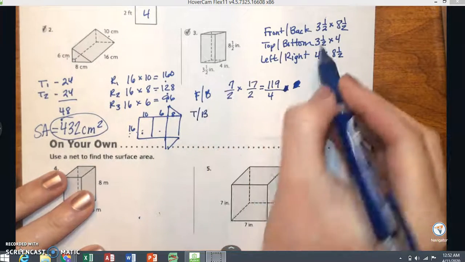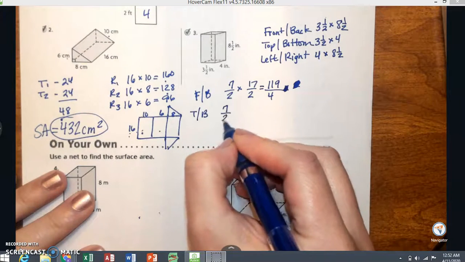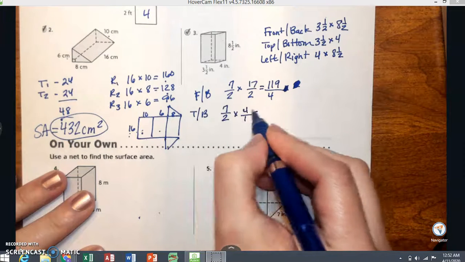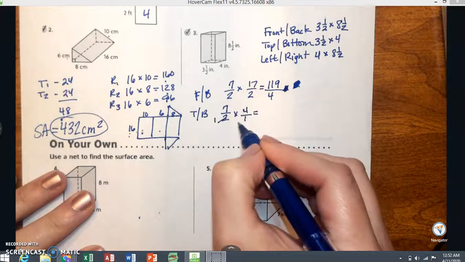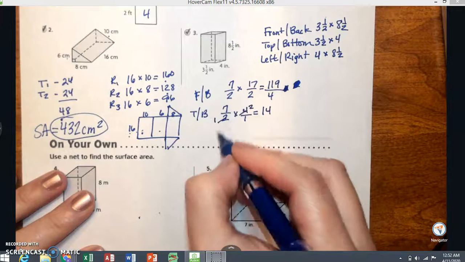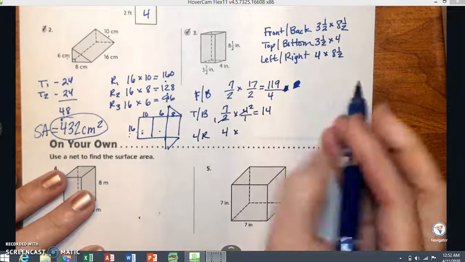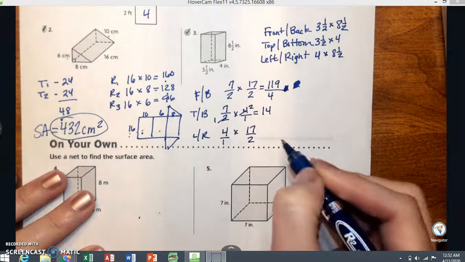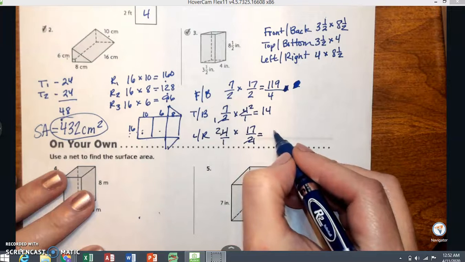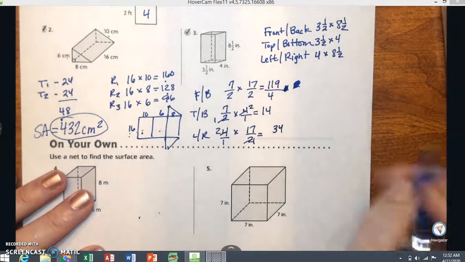So since it was the bottom, we had 3.5 times 4, and we were making that improper, so that would be 7 over 2 times 4. So we'll put a 1 under the 4. We can cross cancel here. 2 will go into 2 one time, 2 will go into 4 twice. So that just gives me 14. And then I'm going to do my left and my right. So I've got 4 times 17 over 2. I'll put a 1 under the 4 and cross cancel, which gives me 34.